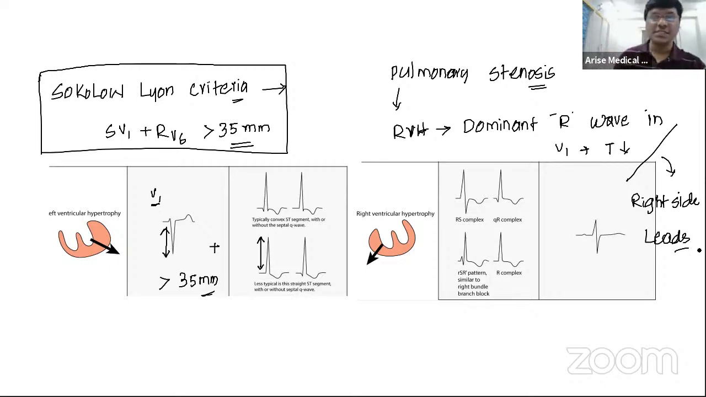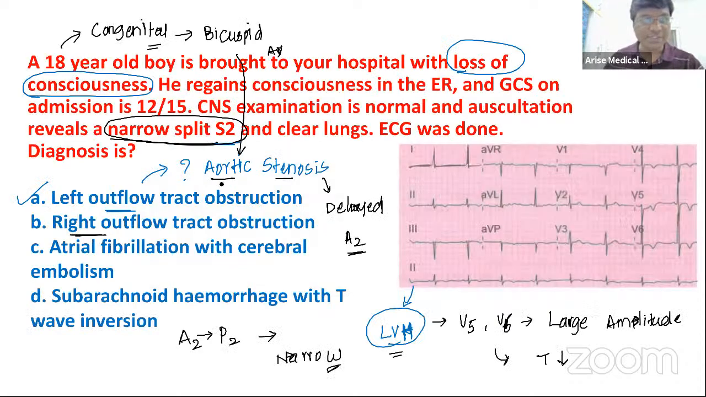Okay, so this is the story of your pulmonary stenosis. There is right ventricular outflow tract obstruction, there will be right ventricular hypertrophy. In left ventricular outflow tract obstruction, there is left ventricular hypertrophy. And you take this loss of consciousness. Loss of consciousness is most commonly seen in case of left outflow tract obstruction.